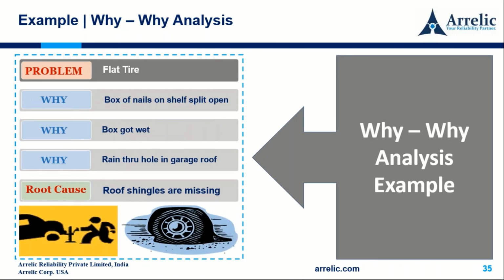Another example, if you have a flat tire, why? Box of nails on shelf split open. Why was it open? Box got wet. Why did it get wet? Because the rain threw a hole in the garage roof. Why did the rain get through the hole in the garage? Because roof shingles are missing. So you fix the roof shingles and you don't have to fix so many punctures in your tire.